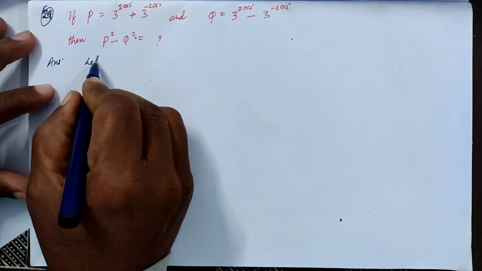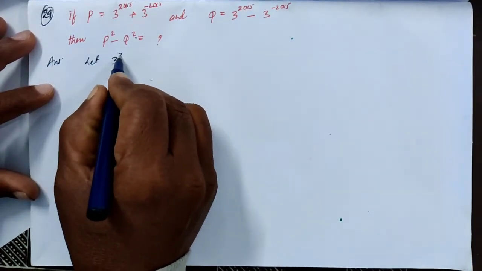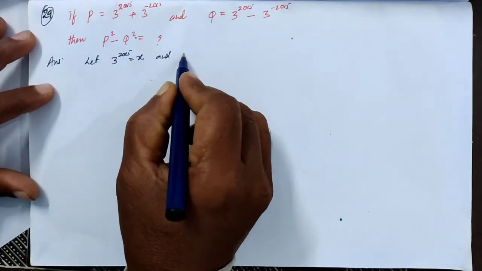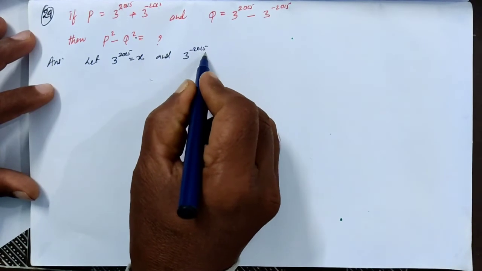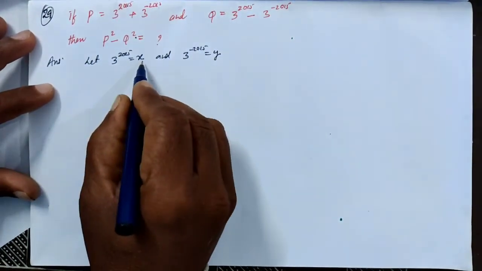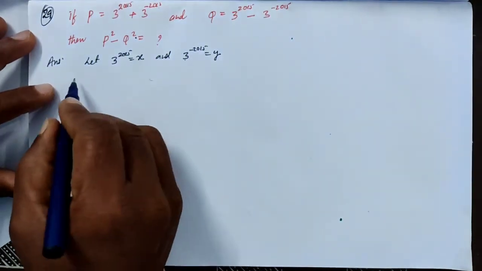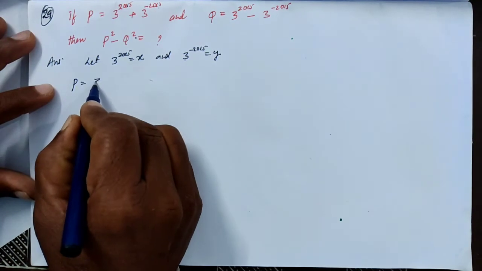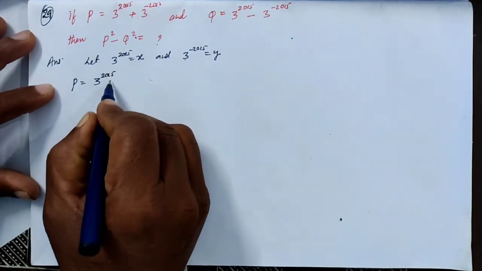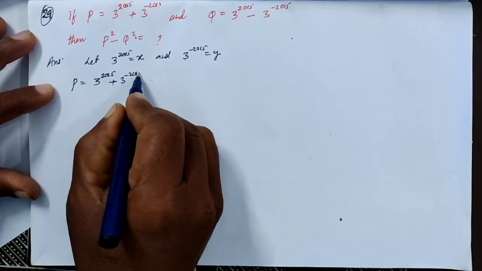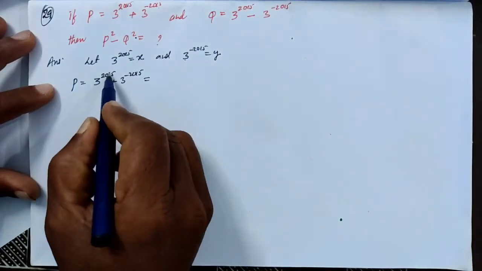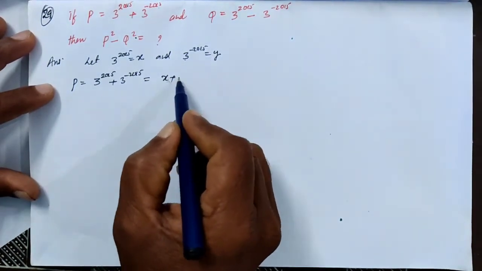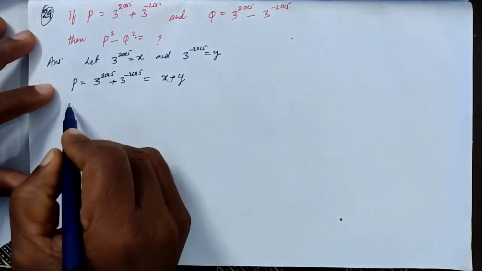Let 3 to the power of 2015 be equal to x and 3 to the power of minus 2015 be equal to y. So this is x and this is y. Now P is equal to 3 to the power of 2015 plus 3 to the power of minus 2015. So this is x plus this is y. So P is equal to x plus y.